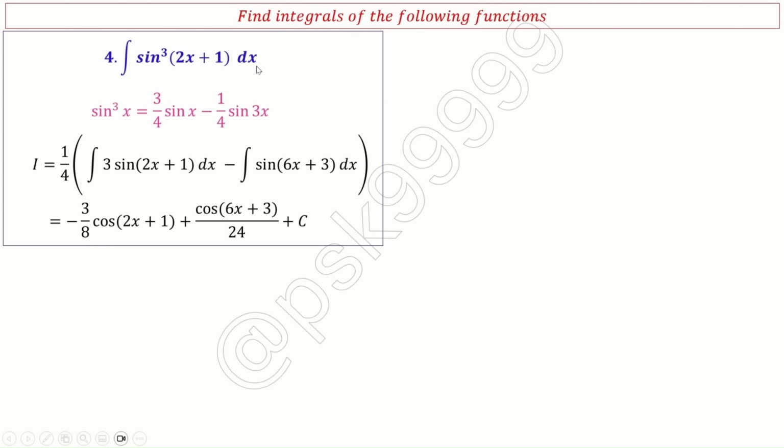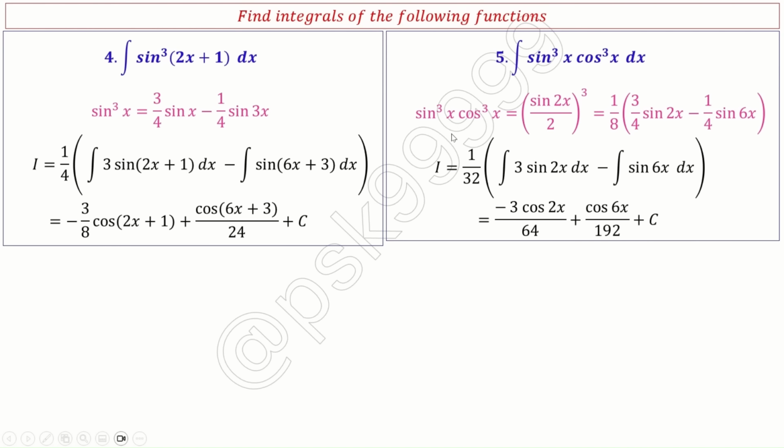Sine cube 2x plus 1, we have done in the example already. Sine cube x, I can write it as 3 by 4 sine x minus 1 by 4 sine 3x. So in place of x, I have 2x plus 1. That's the only difference. So if I take 1 by 4 common, it is integration of 3 sine 2x plus 1 dx minus integration of sine 6x plus 3 dx, which I wrote the values here. Okay, this is the answer.